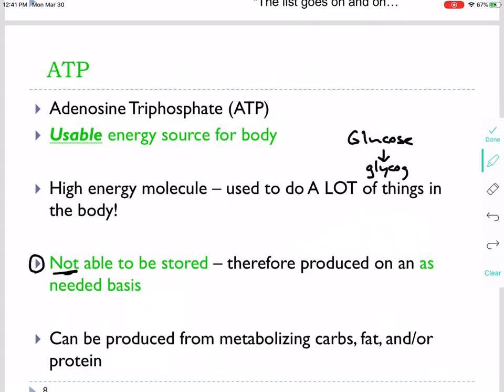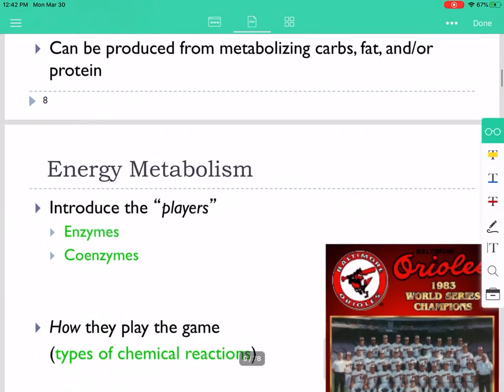Everybody remembers, I hope, the storage form of glucose is glycogen. So this is really beneficial. If we have a bunch of glucose in the blood and we don't need all that glucose in the blood at one time, we can store some glucose as glycogen. Store glycogen in the liver, store glycogen in the skeletal muscles. And then when needed, we can break glycogen back down to glucose. But this is not the case for ATP. ATP cannot be stored, so it is produced on an as-needed basis.